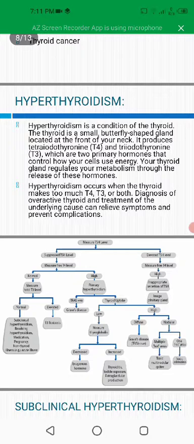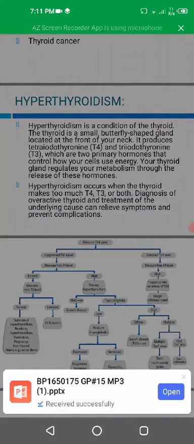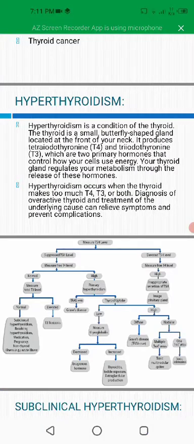As my topic is subclinical hyperthyroidism, I will discuss hyperthyroidism. Hyperthyroidism is a condition of the thyroid. Hyperthyroidism occurs when the thyroid makes too much thyroxine and triiodothyronine hormones. Diagnosis of overactive thyroid and treatment of the underlying cause can relieve symptoms and prevent complications.